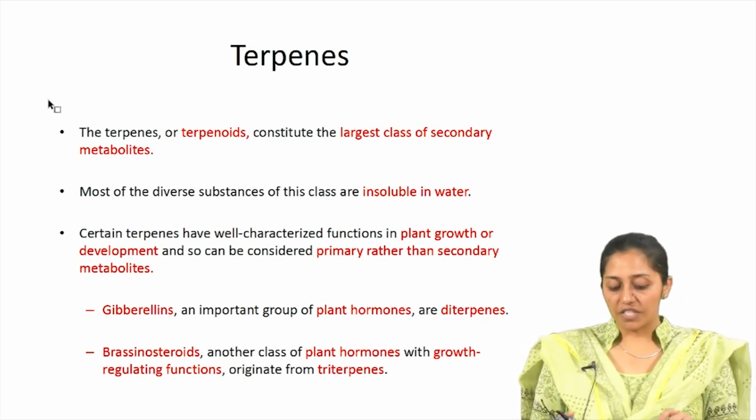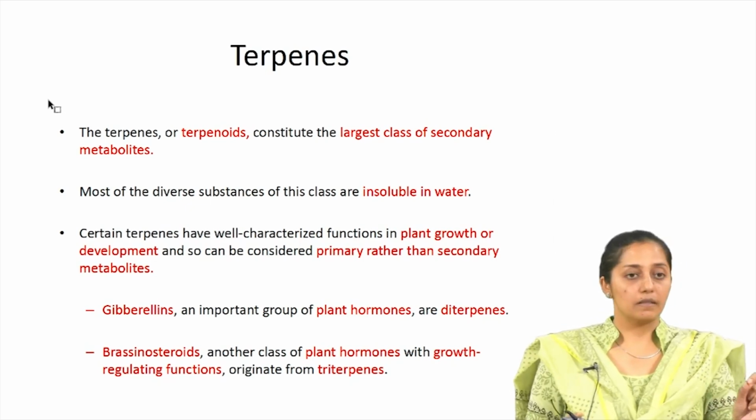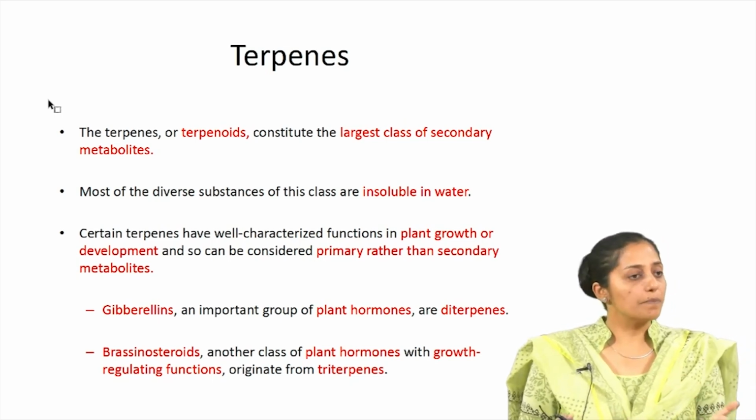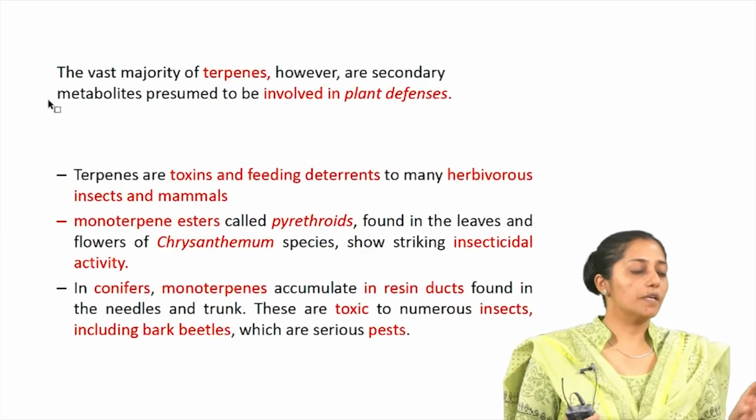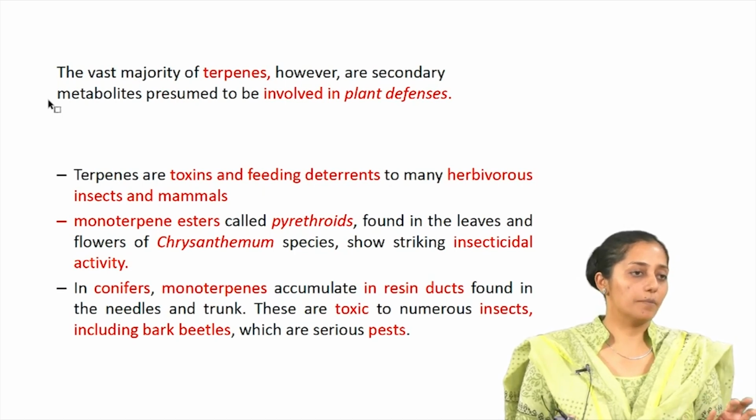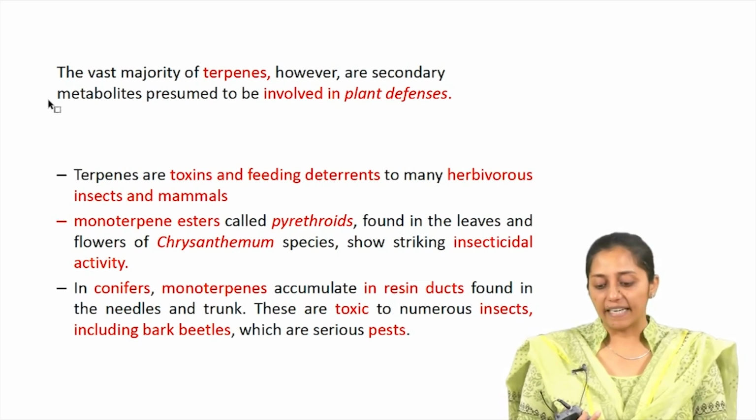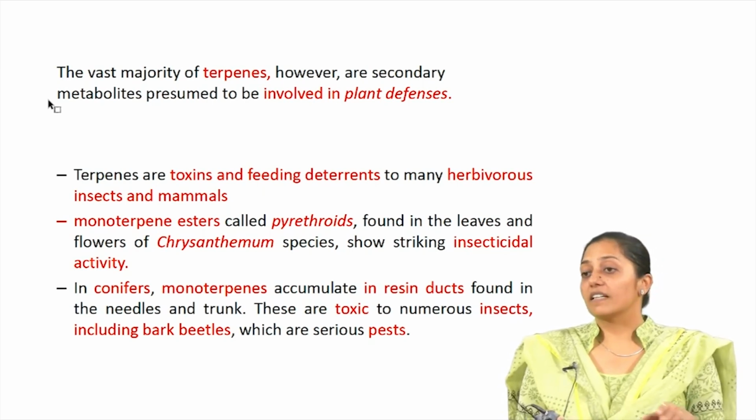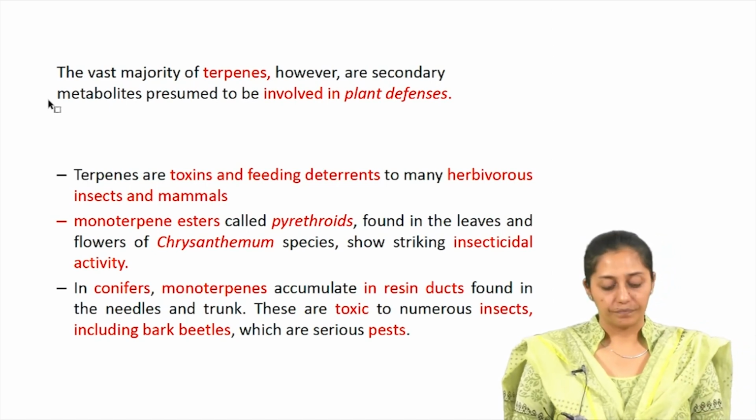Now brassinosteroids, another class of plant hormones with growth regulating function. So it takes care of the primary aspect of the plant growth and development. So it is also termed as primary metabolite, but it originates from triterpenes. So generally you will observe that most of these high value terpenes are plant defense related triterpenoids or terpene molecules. Now terpenes act as toxins and feeding deterrents to many herbivores, insects and mammals. That is the very reason why azadirachtin is used as a biopesticide. It acts as a feeding deterrent to the insect pest.